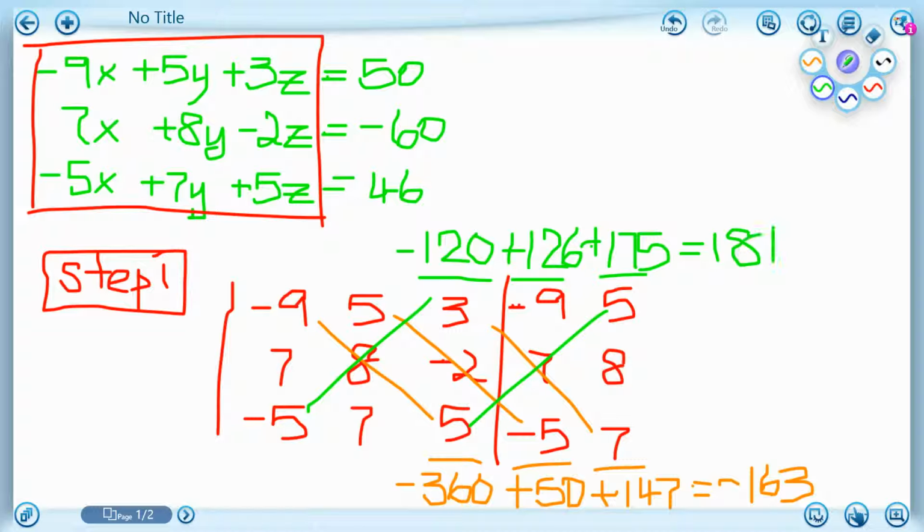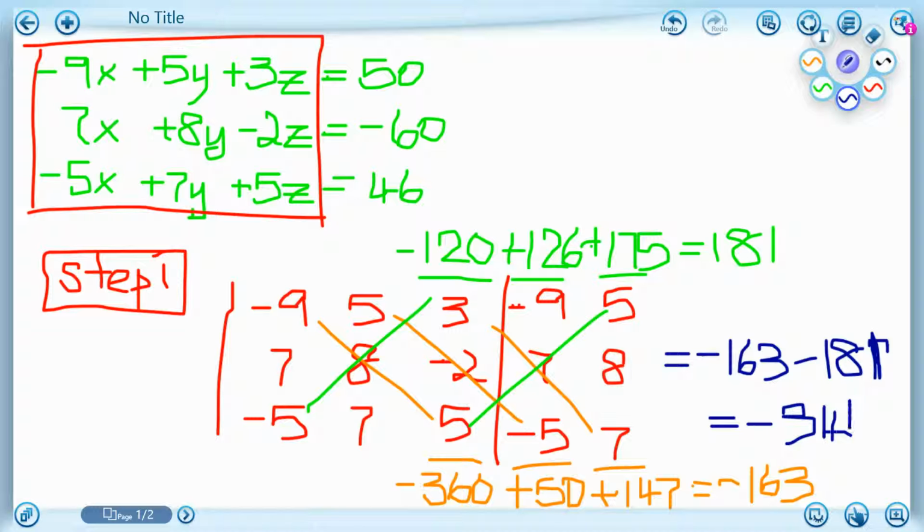Yep, 181. Now as always, we're going to have to do bottom minus top, so negative 163 minus 181, which gives us negative 344, I believe. Let's check it. Yes, negative 344. Okay. Now that's our step number 1. Our step number 1 will always be finding the determinant of the numbers that are given.